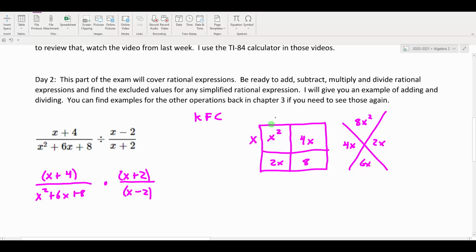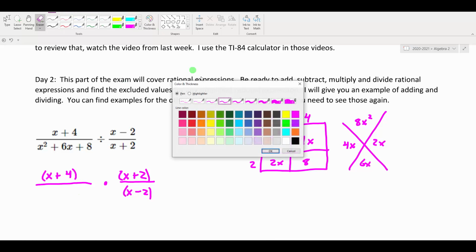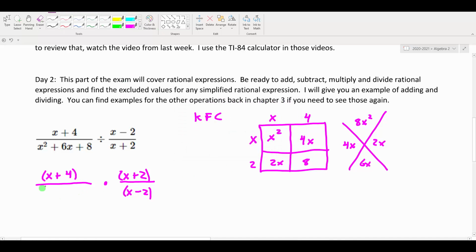Okay, and then we work the outside dimensions, right? x times x gives me x squared. x times 2 gives me 2x. And x times 4 gives me 4x. And now we can see our factors. So this x squared plus 6x plus 8, I'm going to replace it with my two new factors. So we're going to have x plus 4 times x plus 2.